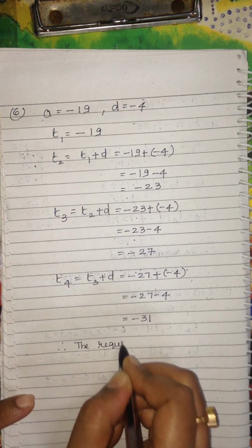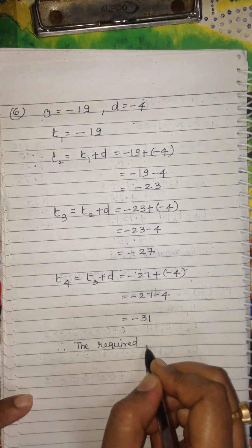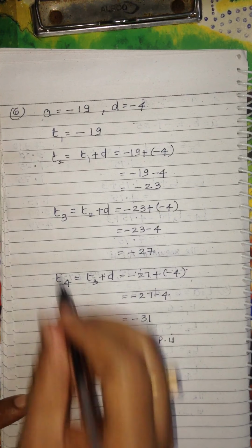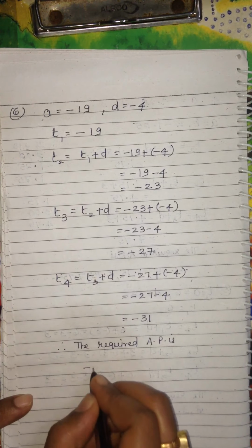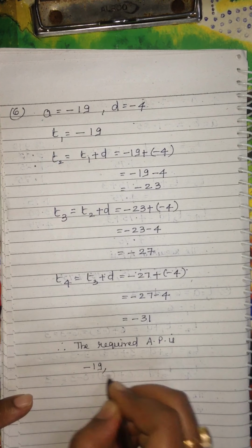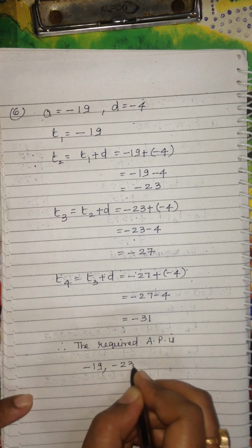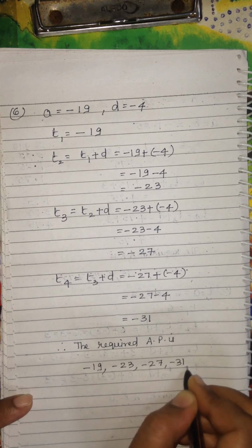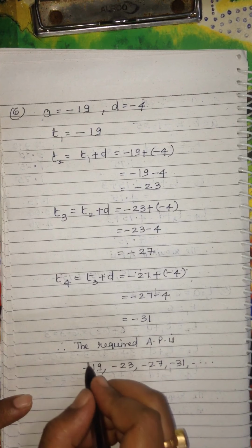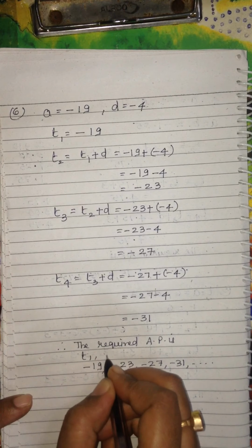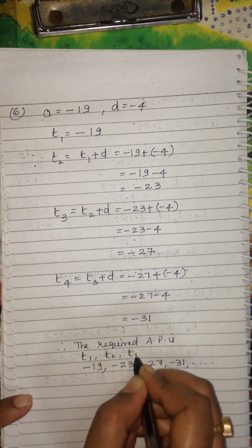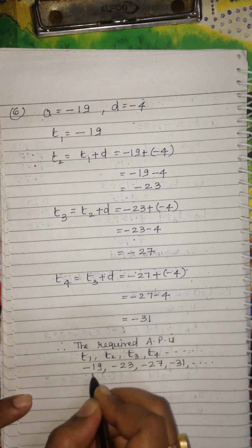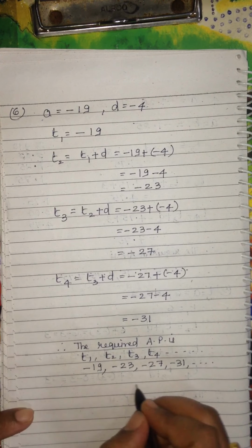So hence you have to write the final answer. Required arithmetic progression is, don't forget the first one, children, minus 19, minus 23, minus 27, minus 31. And if you have any doubt, then put t1, t2, t3, t4 and so on, and then write the values. Answer.